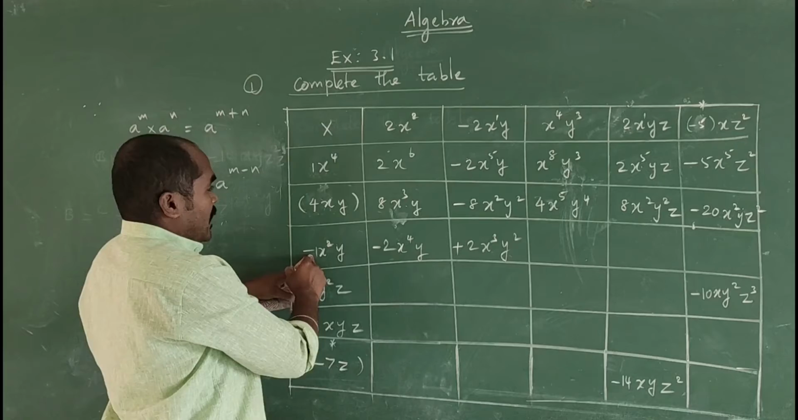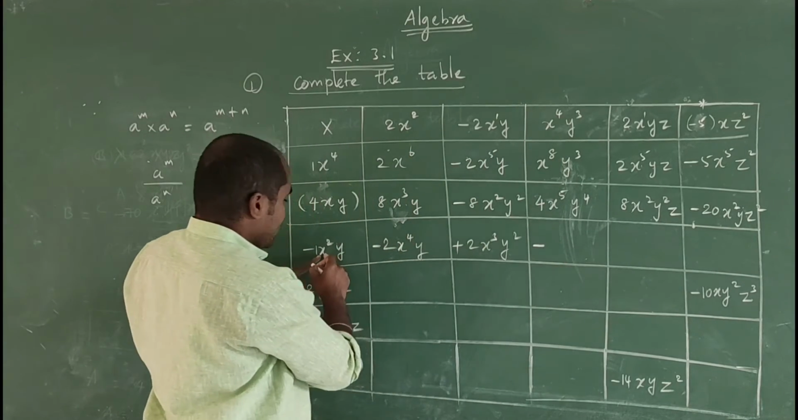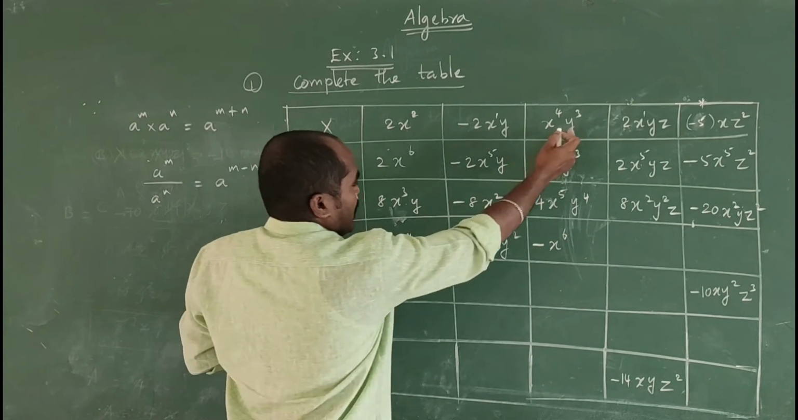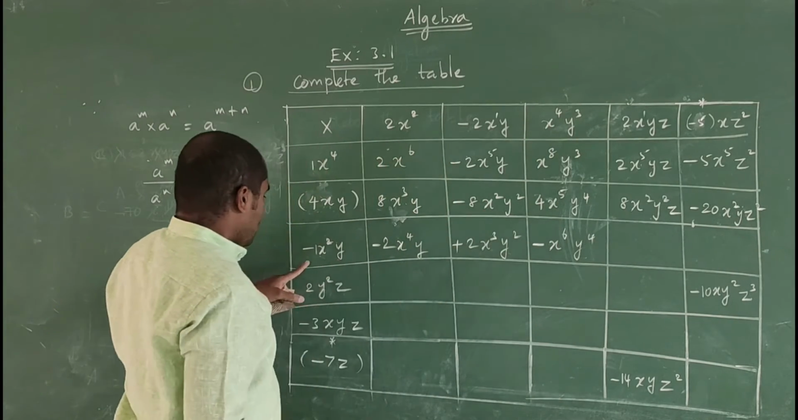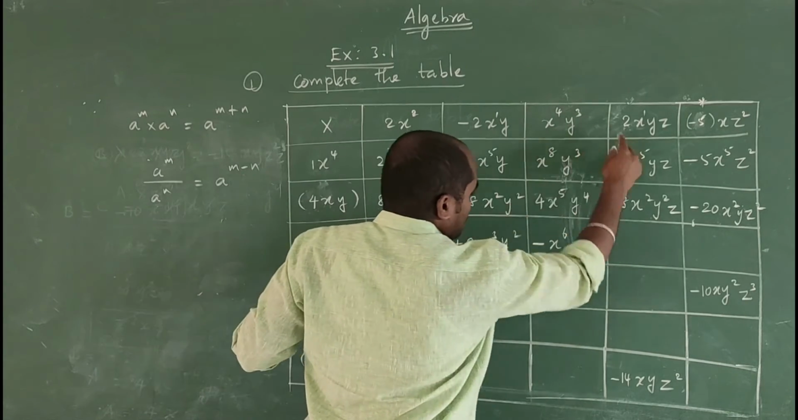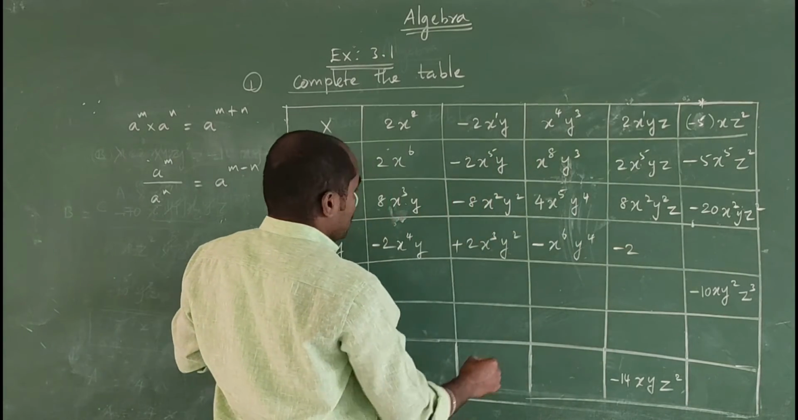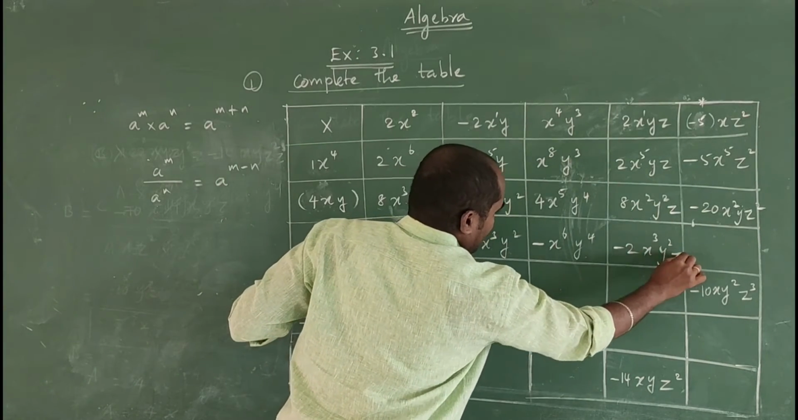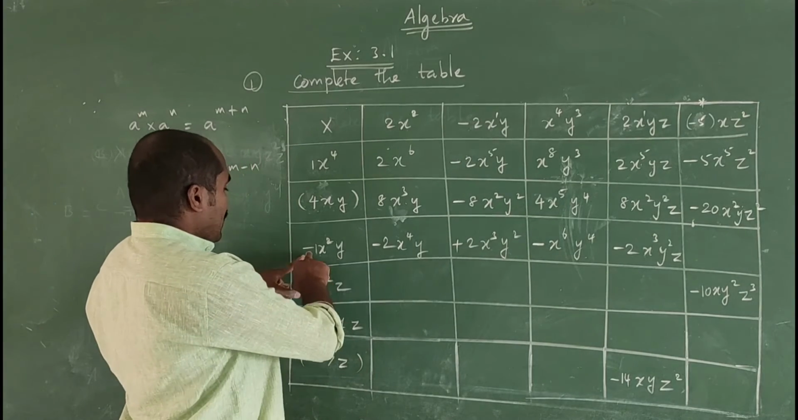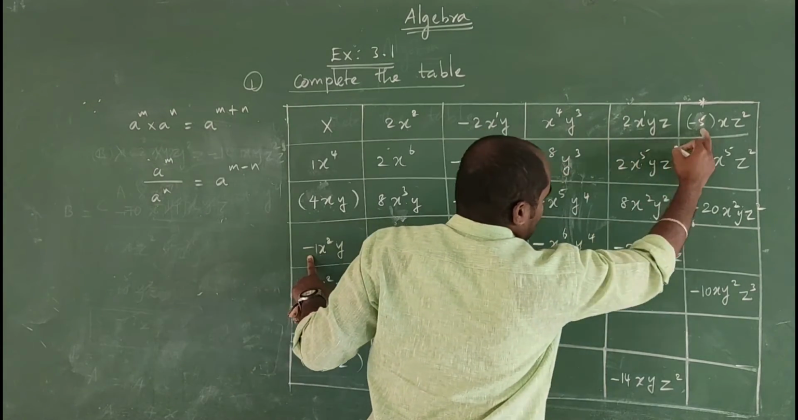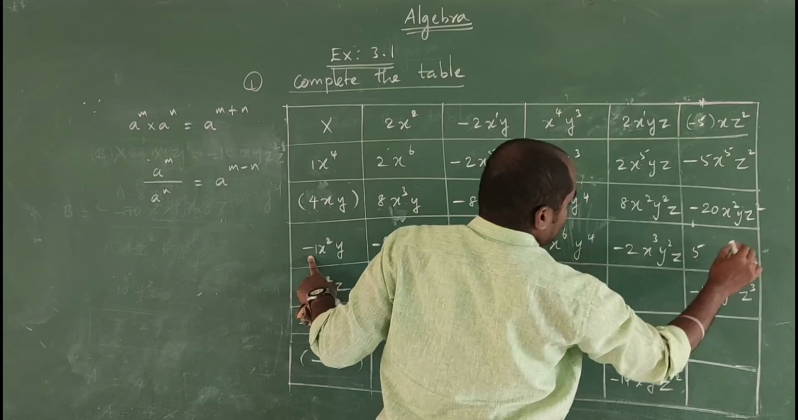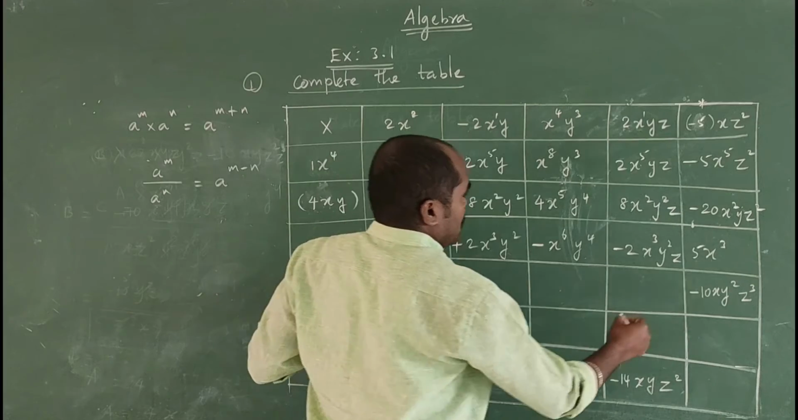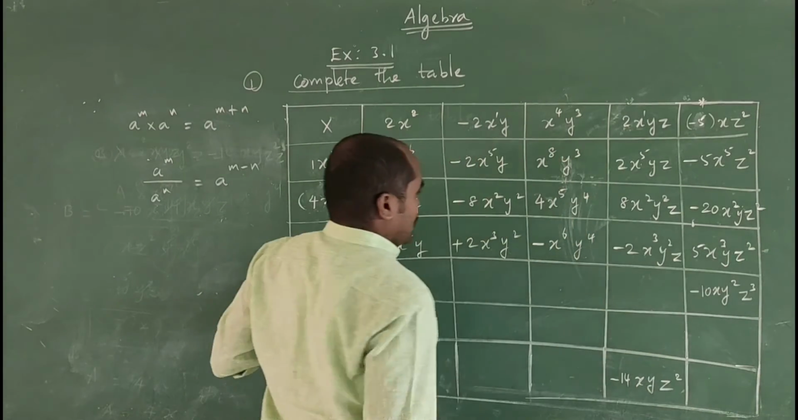And the next, minus into plus is minus. X square into x power 4, x power 6. Y into y cube is y power 4. And then next, minus into plus is minus 1 into 2 is 2. X square into x, x cube. Y into y is y square and z. So last one, minus into minus. Minus 1 into minus 5. Minus into minus is plus 1 into 5 is 5. X square into x, x cube, and y into z square. Y z square. That's all.